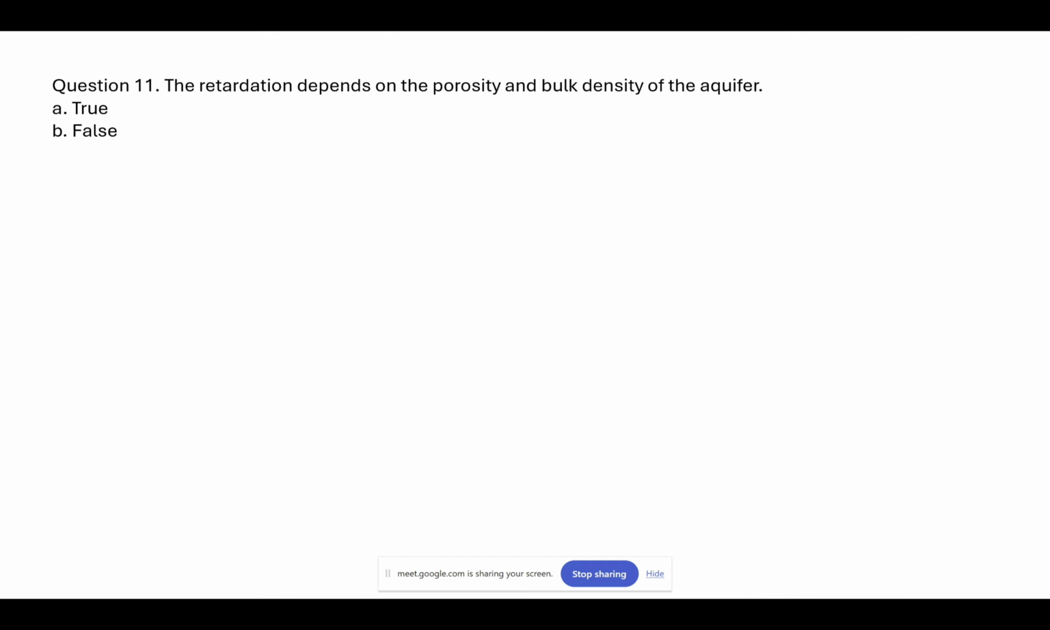The question is, the retardation depends on the porosity and bulk density of the aquifer. We have to say whether that statement is true or false. So I'll give you all 2 minutes. Just take your time and write the option in the chat box.